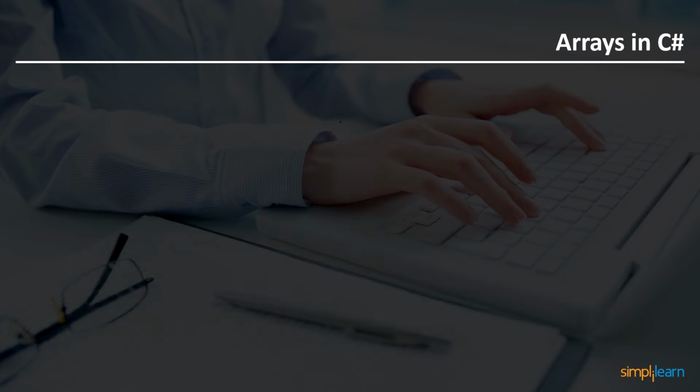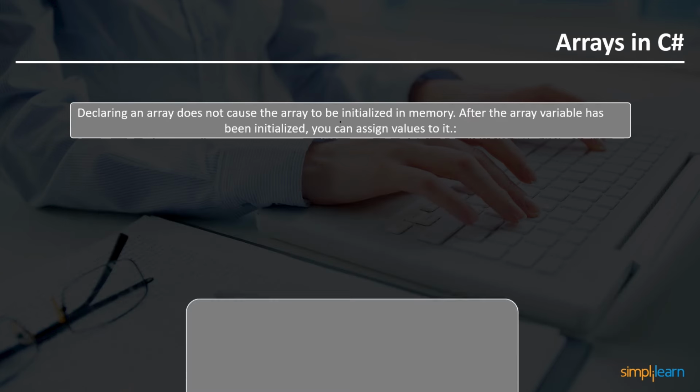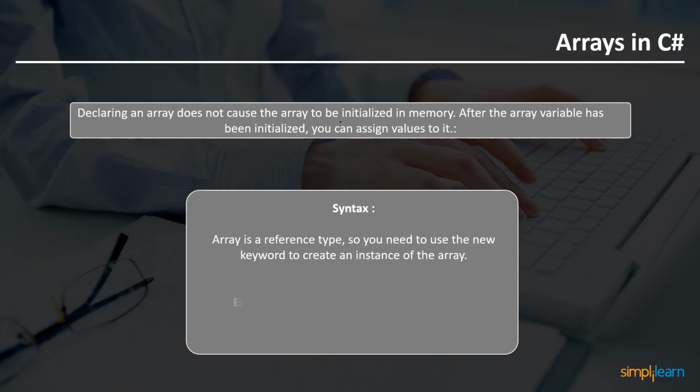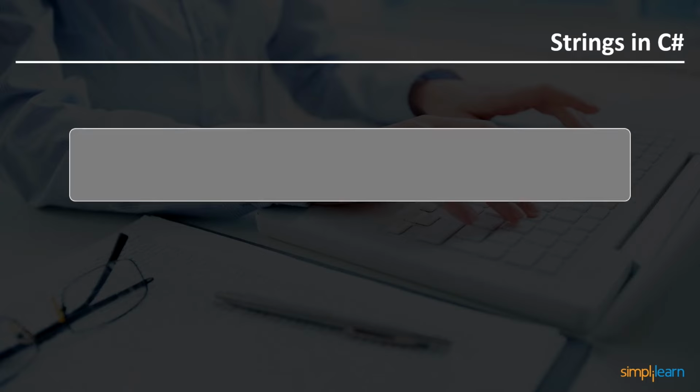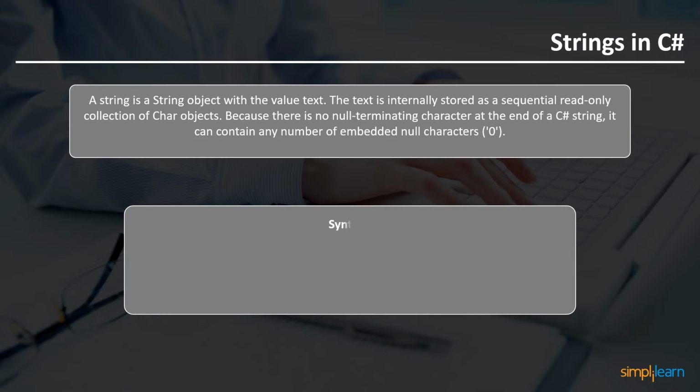Next, we will look into how to initialize an array. Declaring an array does not cause the array to be initialized in memory. After the array variable has been initialized, you can assign values to it. The syntax is as follows. Because an array is a reference data type, you must use the new keyword to create an array instance. In the following example, we have an array called numbers with the data type int, which we initialize with the keyword new. We will understand strings in C# after seeing arrays in C#.